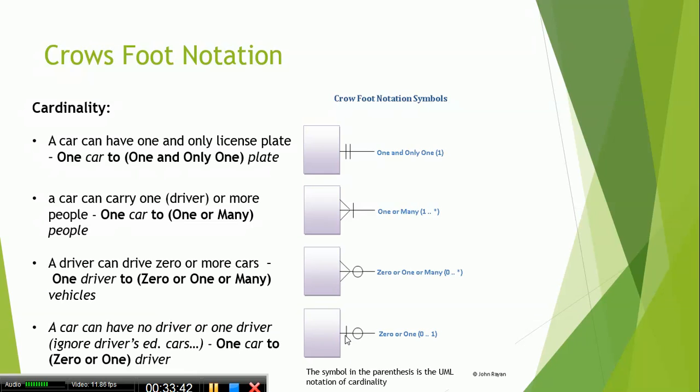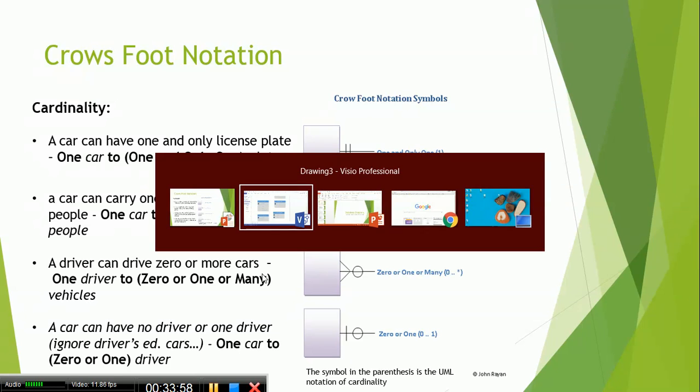The example would be a car can have only one license plate. It has to have one, and it can only have one. This is a representation of a one and only one. So if you'll notice the crow's foot notation, the symbols on the end of the line show that there is a one and only one.